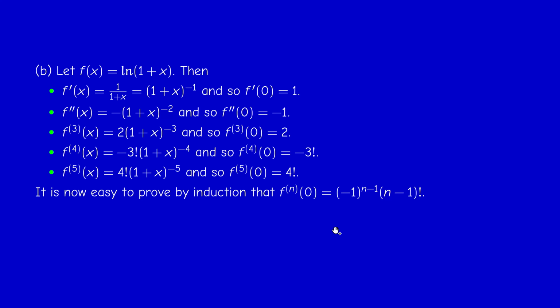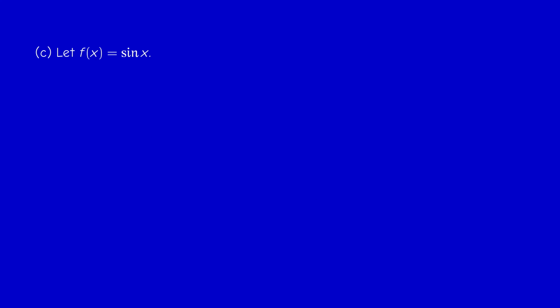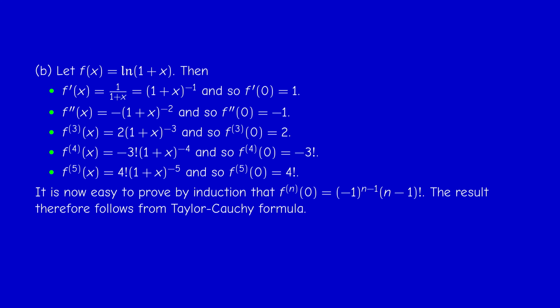Okay, and now we just apply Taylor-Cauchy, right? And that's it actually. But when we divide over the n factorial, we get (-1)^(n-1) over n, because the factorial simplifies. Okay, so this is why we get this plus or minus over n.